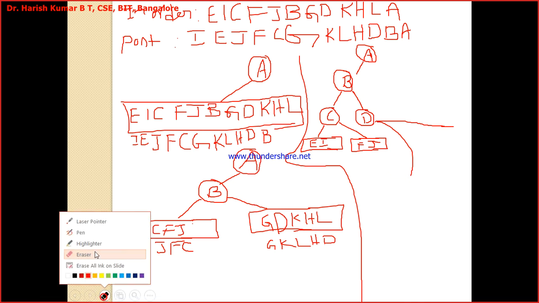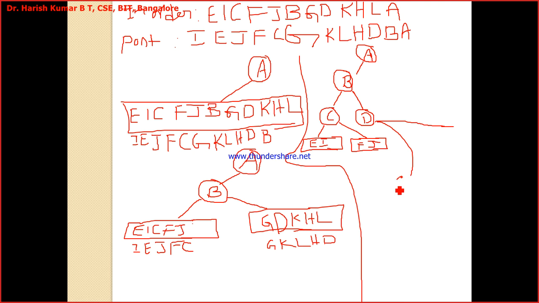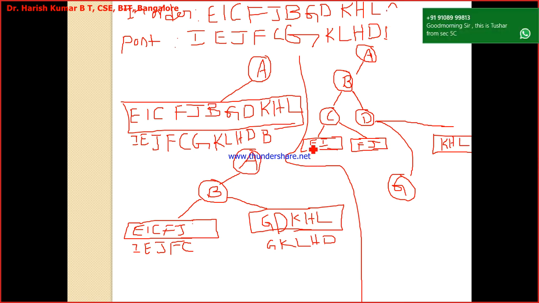Are people following? Yes. Okay. So G. And then towards the right, I have K, H, L, and A I should not write because A has already taken its position. K has not yet taken its position, H also not yet, L also not yet. So K, H, and L take the position in the right subtree of D. Okay.